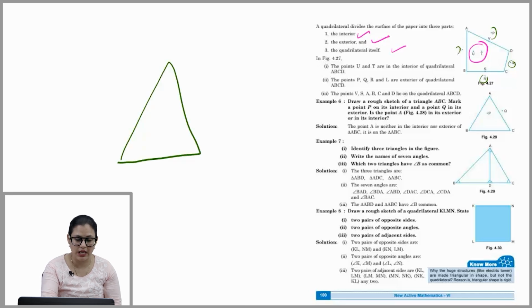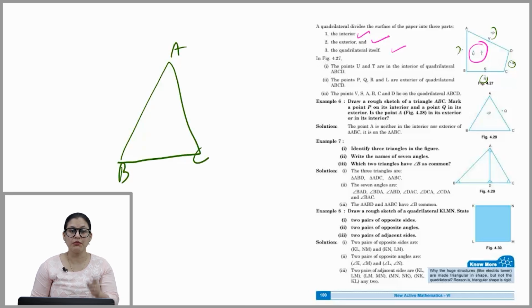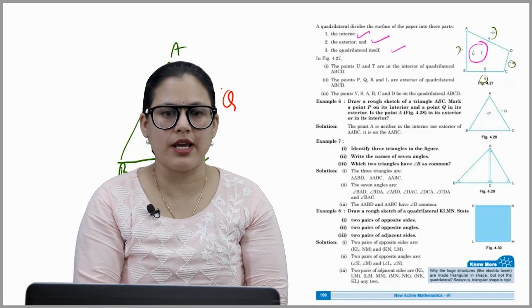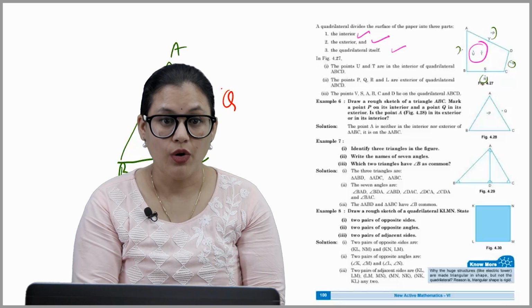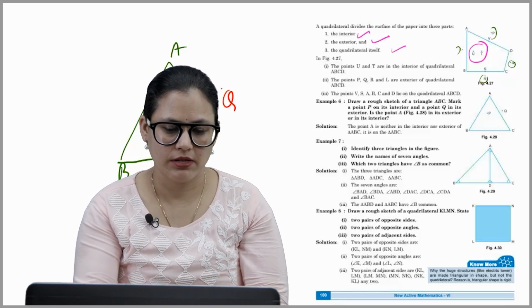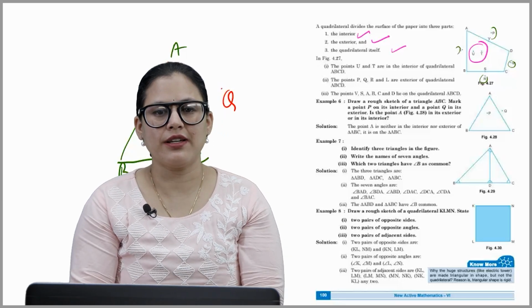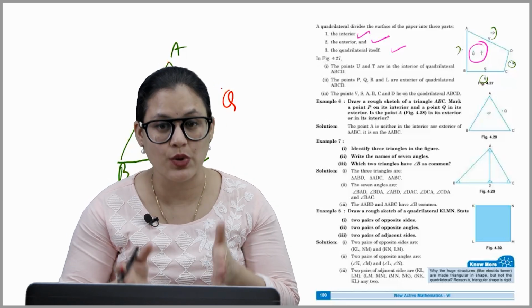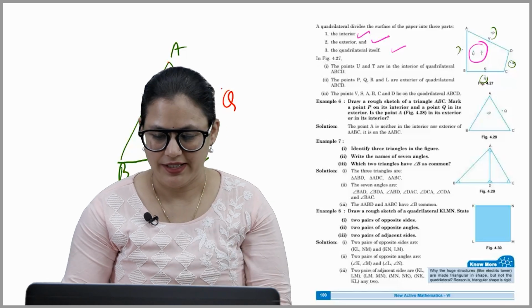In example 6, you have to draw a rough sketch of a triangle and name it ABC, okay? And then mark a point P in its interior. Okay, so we will use P, interior, and a point Q in its exterior, okay? Point Q, exterior. Is the point A in its exterior or in its interior? Can you say where it is? Actually, it is neither in the interior nor exterior of triangle ABC. It is on the triangle ABC, right?